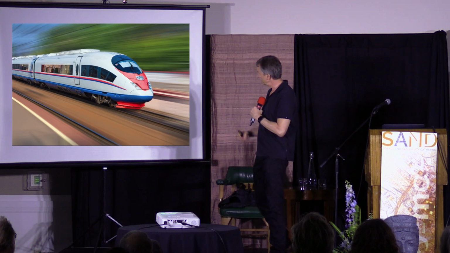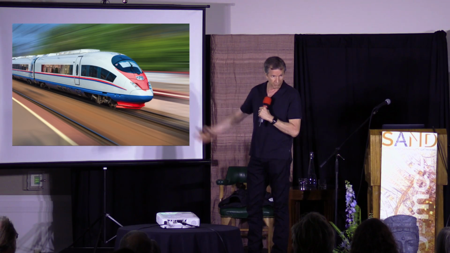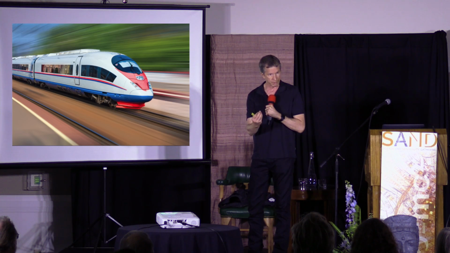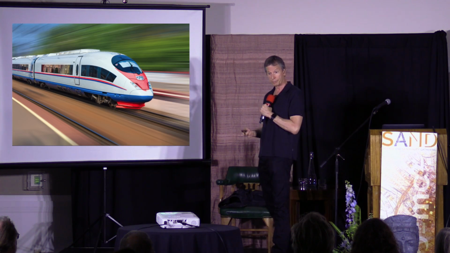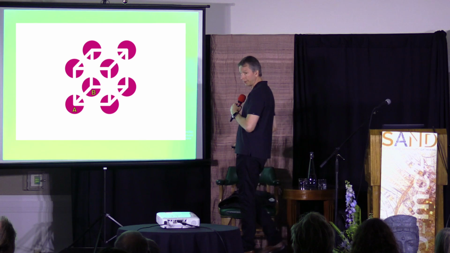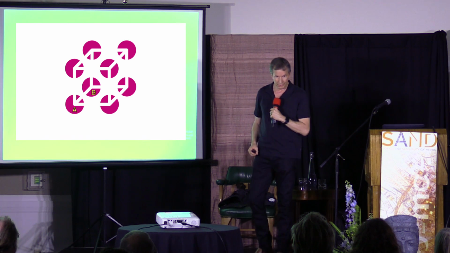Another objection is, well, we all see the train. If we all see the train, then there must be a real objective train. Otherwise, we wouldn't see it. And not really. That's another logical error.